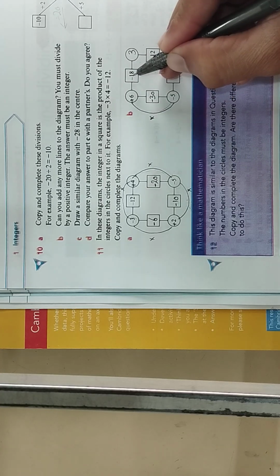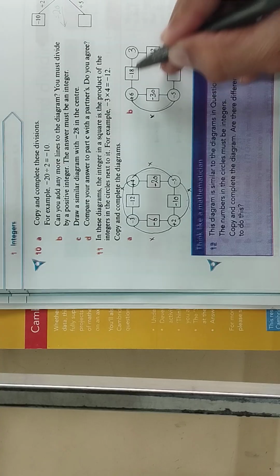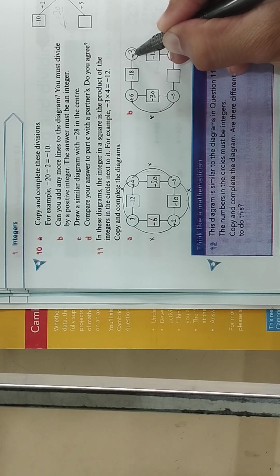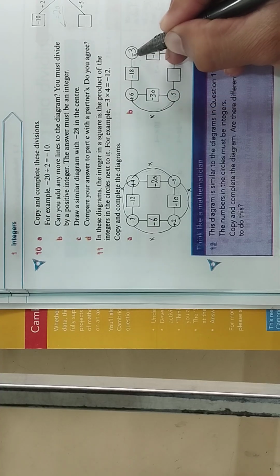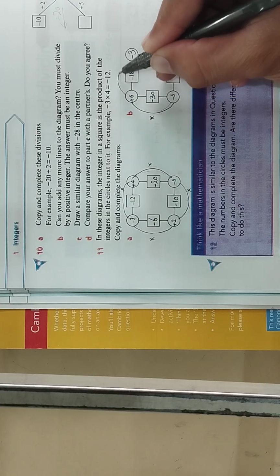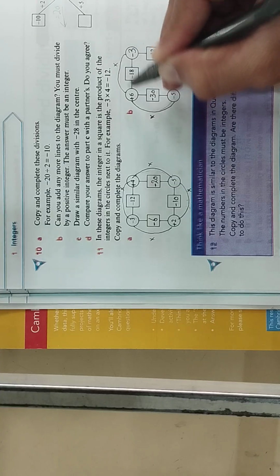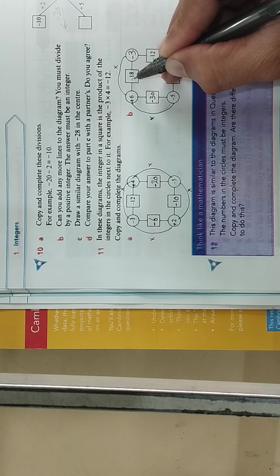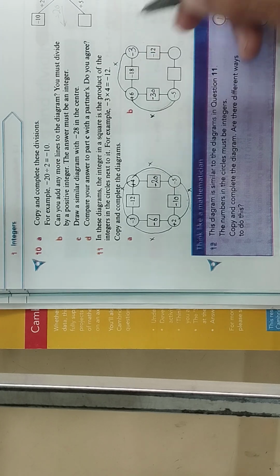6 3s are 18. Now to get minus 18, which sign we should write here? This one is plus, so this one must be minus, because plus multiply minus is minus. Now you can see that 6 3s are 18 and plus multiply minus is minus. So this one is our right answer here.